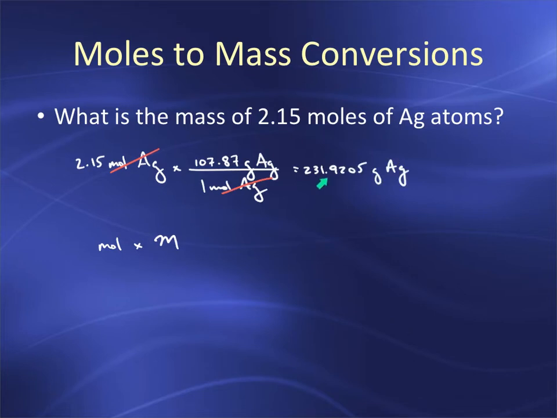And we need to round that to 3 significant figures because this has 3 and this one's got 5, so my answer can only have 3. So the correct answer here would be 232 grams of silver. So if you needed that much in moles for a reaction, you'd go weigh 232 grams of silver on your scale.